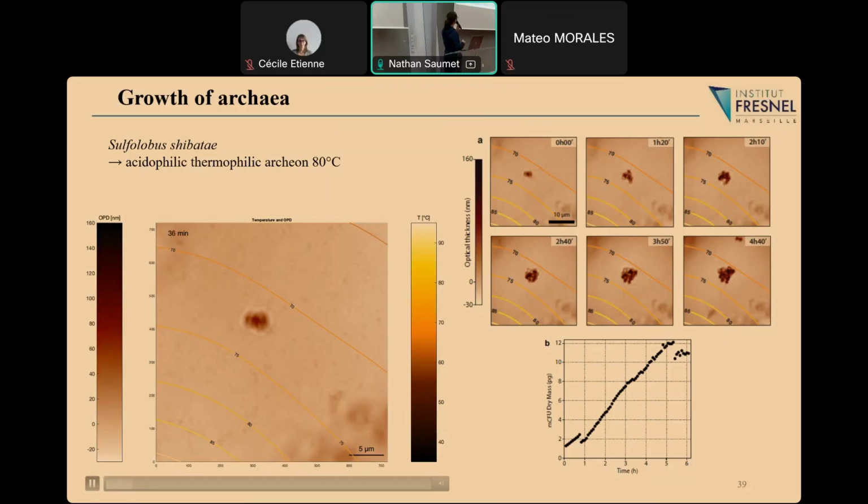So here you have one. Here it's not a long bacterium anymore, it's a cocci. That's why it's smaller, and it's a spherical bacterium that is dividing here.